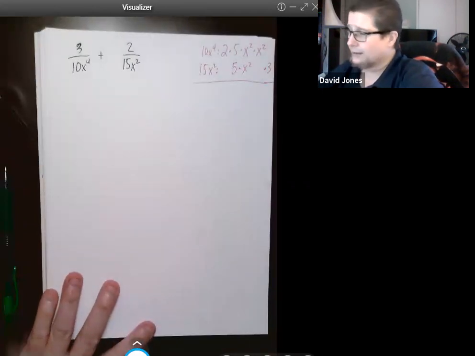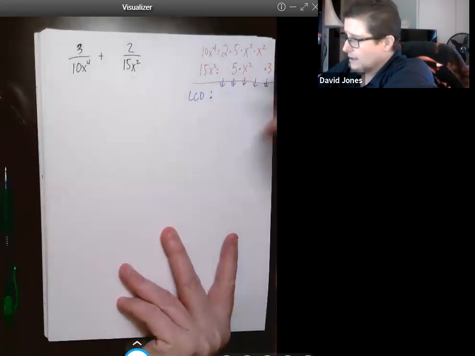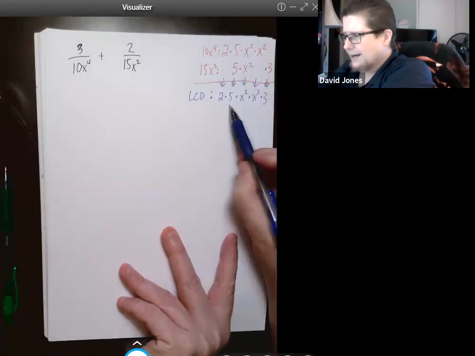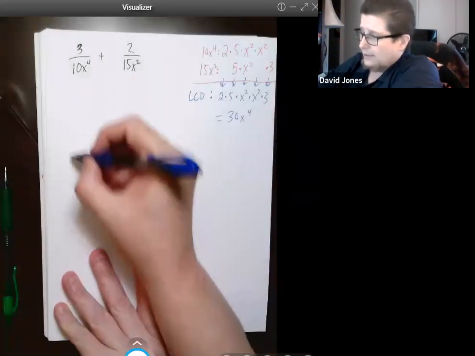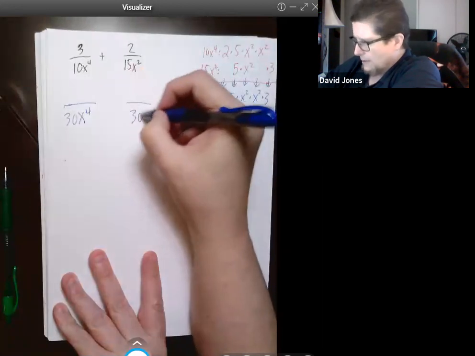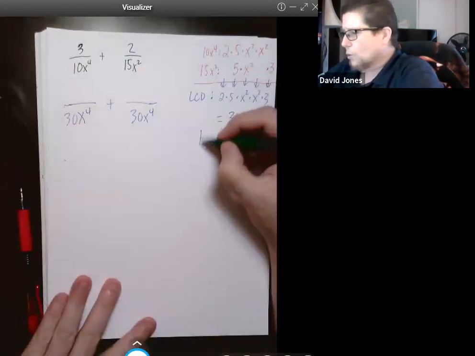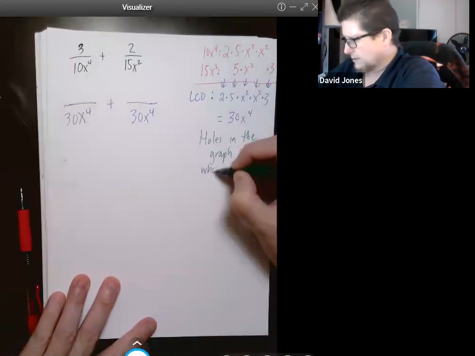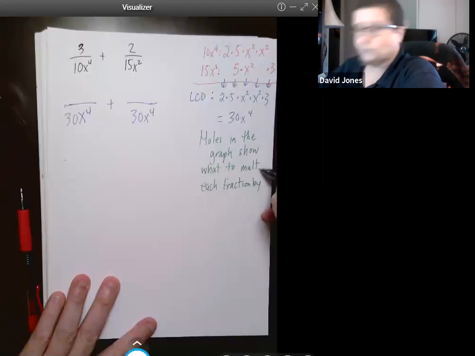The least common denominator, LCD, in this form is every column: 2 times 5 times x squared times x squared times 3. 2 times 5 is 10, times 3 is 30. X squared times x squared is x to the 4th. I can rewrite these as something over 30x to the 4th. And if you do this little table like I did, the holes in the graph will show you what to multiply each fraction by. Okay.